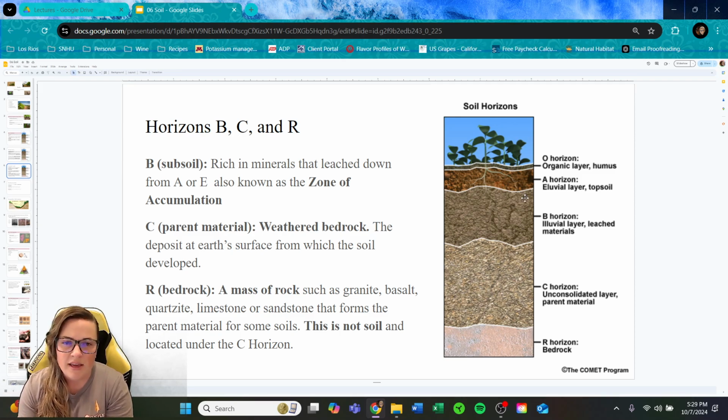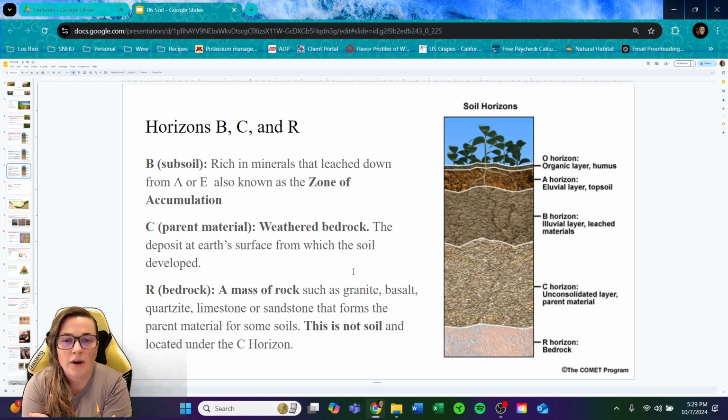We're not going to talk about E in this class, but E is kind of like a hybrid layer between these two sometimes. So B, subsoil, is also known as the zone of accumulation, which is just kind of an interesting component about that. Then as we move down to C, the parent material, this is weathered bedrock.